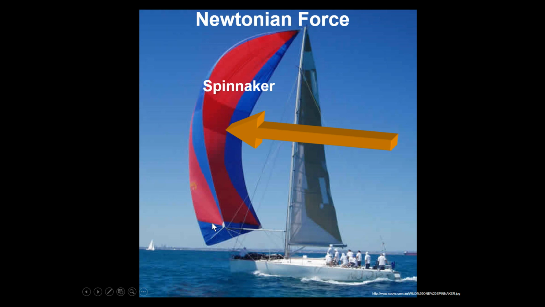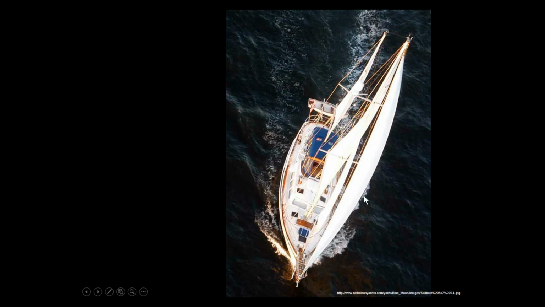Now think back to relative motion, that if the boat is traveling 10 knots and the wind is blowing 10 knots, well, there's no wind relative to the boat. So that couldn't happen. And it turns out that Newtonian forces are not the primary forces that make sailboats go.